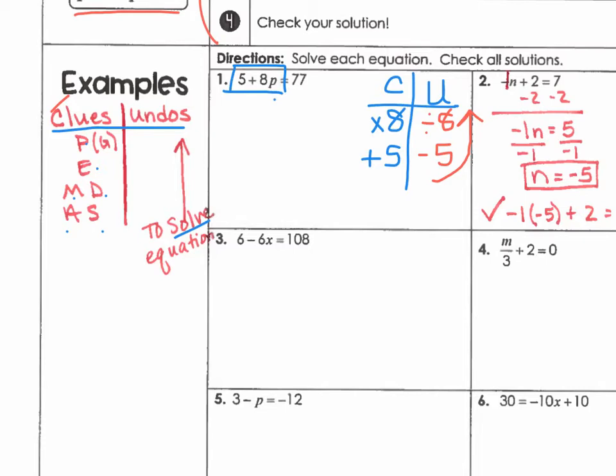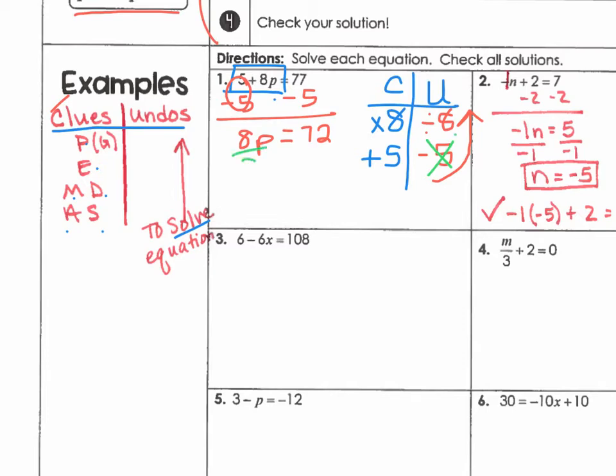So first we subtract the 5. So by subtracting 5 on both sides of that equation, I zero this out, leaving me with 8p. So I do not have my variable isolated yet, but I'm one step closer. Alright, so if I subtract 5 on this side, I get 72, which is awesome because it's divisible by 8. So I subtracted by 5. Now I'm ready to divide by 8.